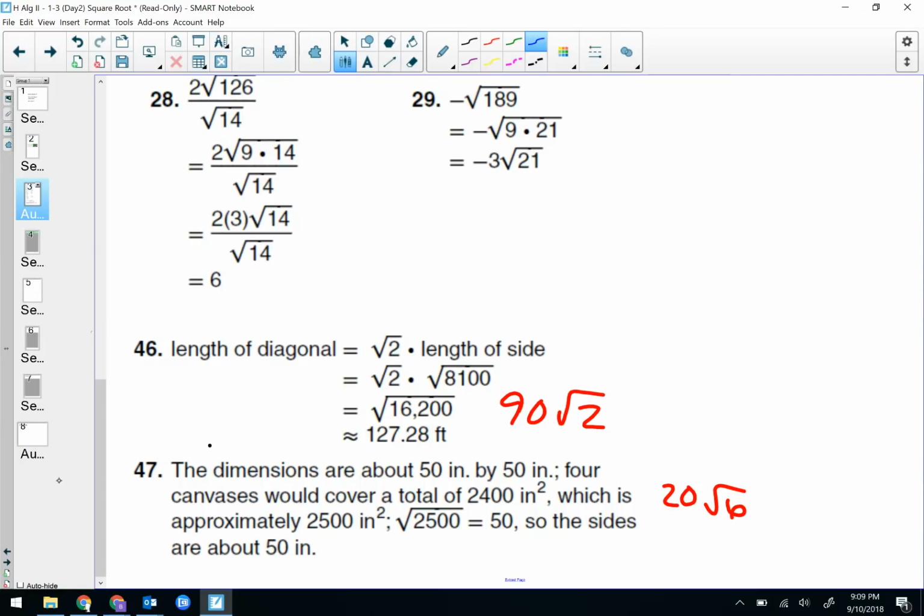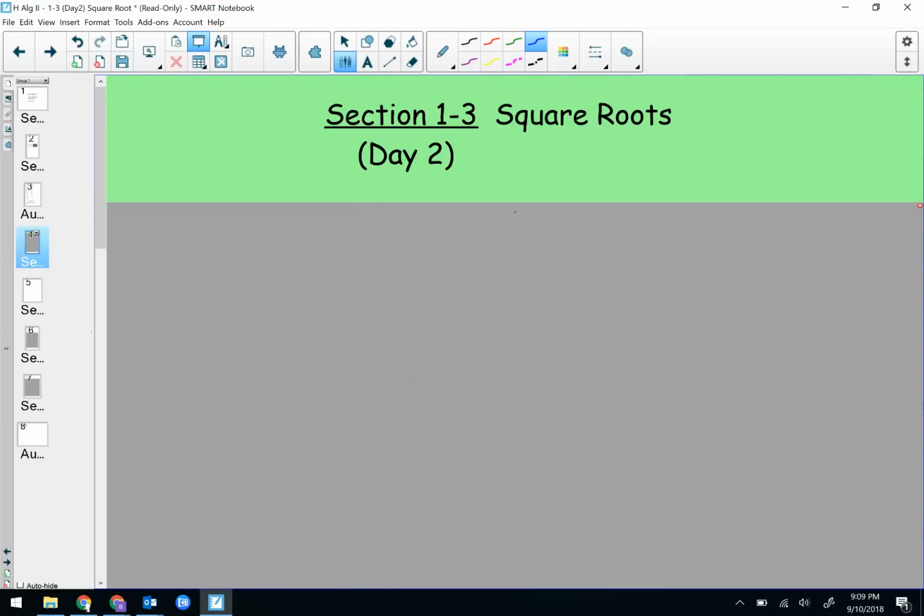Okay, so let's get to the notes then. This is section 1.3, square roots, day 2. So this is the harder stuff out of the square root notes. Hopefully it's not too bad. This should be a review from Algebra 1. Again, everything from chapter 1 is going to be a review from Algebra 1, but we're going a little bit more in depth, but it should be.